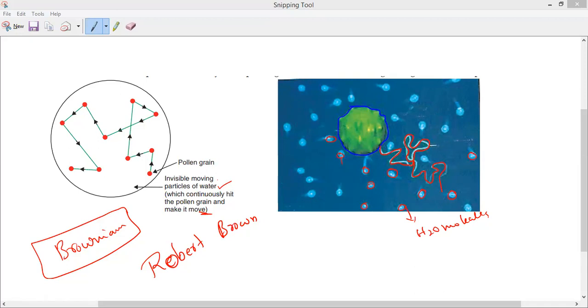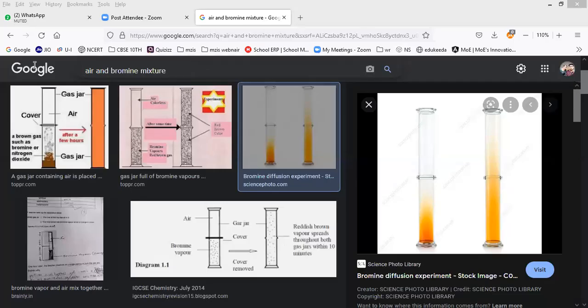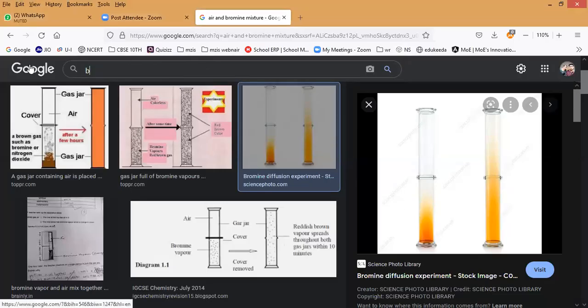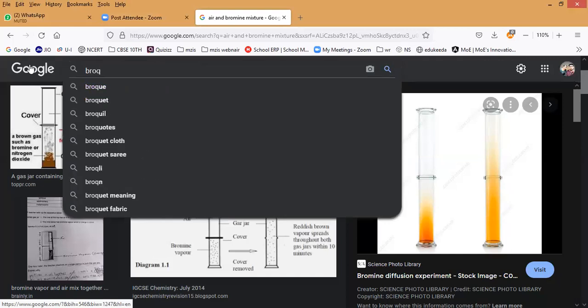Anybody? Where can we observe the Brownian motion? That is what I said: dust particles in sunlight. The beam of sunlight entering a room, you can see a tiny dust particle suspended in air, moving rapidly in a haphazard way. That is the zigzag manner. So that is an example of Brownian motion in air. I will even show you. You can see, Brownian motion in air, we can show. Brownian motion, you can see.